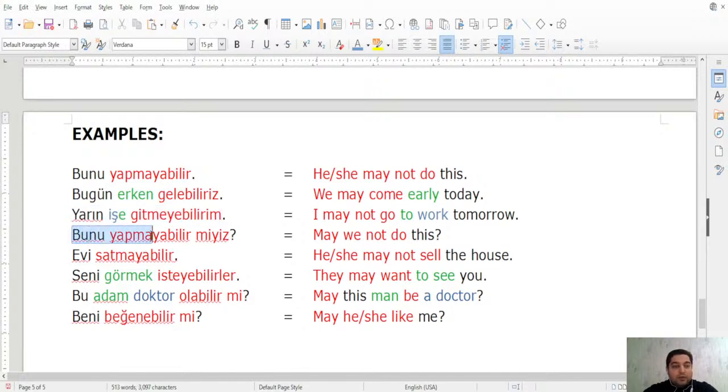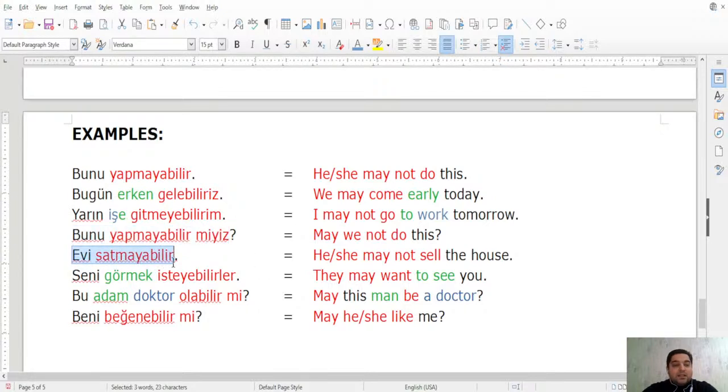Fourth example, bunu yapmayabilir miyiz? May we not do this? Is there a possibility that we don't do this? But now pay attention to one thing additionally: this can also mean a request. May we not do this, right? Can I request that we don't do this? Okay, bunu yapmayabilir miyiz? But at the same time, it's also the negative interrogative of may we not do this? Is there any possibility that we don't do this?